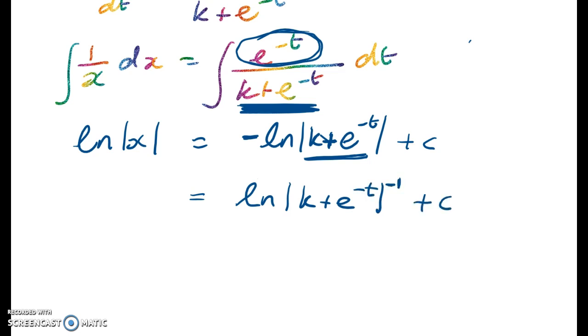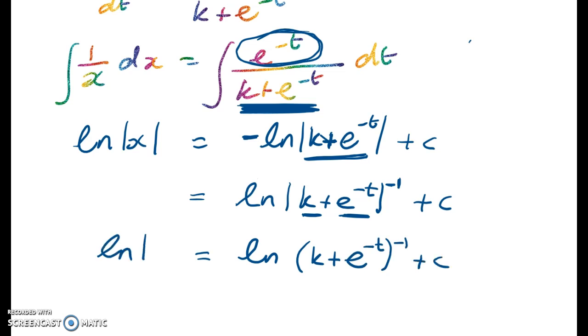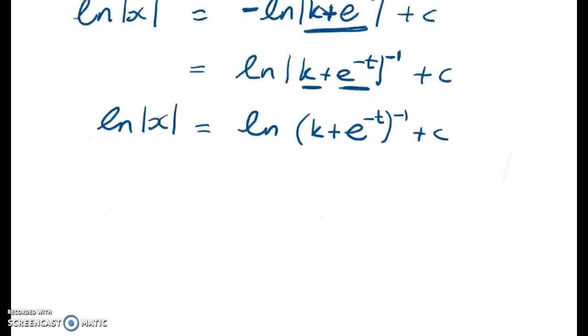Leave that like that. Now the next thing I'm going to do is drop the absolute value signs, because I find they confuse my brain when I don't need them. The reason I don't need them here is that e to the negative t is always positive, and we're adding k to it. So we might as well just write it like this. The natural log of k plus e to the negative t to the negative 1, plus c. So that was all slightly optional, but there you go.